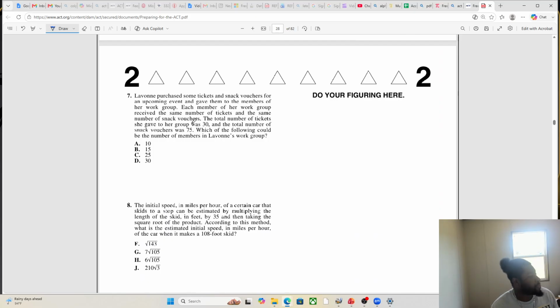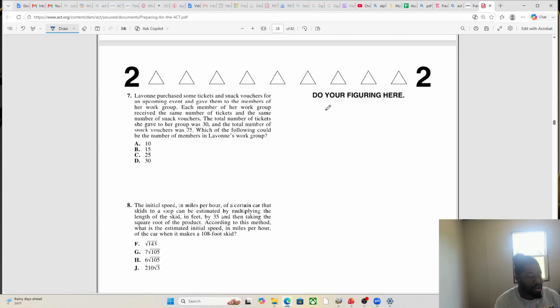All right. LaVon purchased some tickets and snack vouchers for an upcoming event and gave them to the members of her work group. As I said in my previous video, with a word problem, just take it one sentence at a time. There wasn't anything relevant in that first sentence. Each member of the work group received the same number of tickets and the same number of vouchers. The total number of tickets she gave to her group was 30. The total number of snack vouchers she gave was 75.